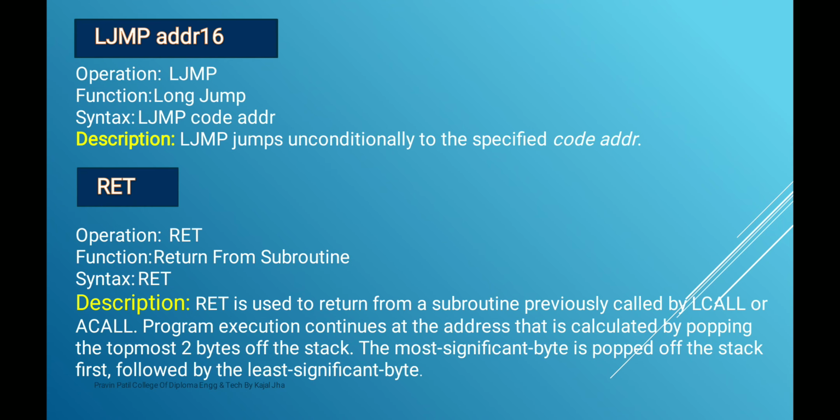After that, LJMP, address is 16. Operation: LJMP, that is long jump. Function: long jump. Syntax: LJMP code address. Description: LJMP jumps unconditionally to the specified code address. This means here we perform the long jump, which jumps unconditionally to the specified code address, which we specify in the program.